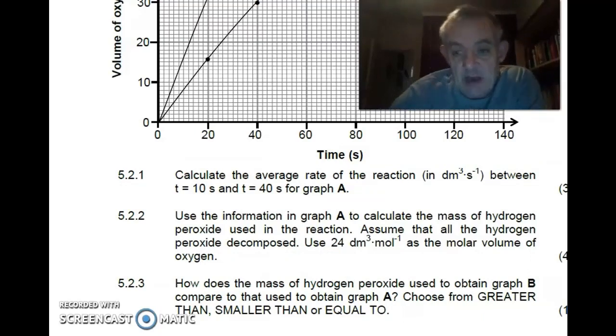Now, in order to do that, you have to read off the volume of the gases, and then from that you calculate the mass. So in order to do that, you need to use your stoichiometric formula, the amount of substance and so on.